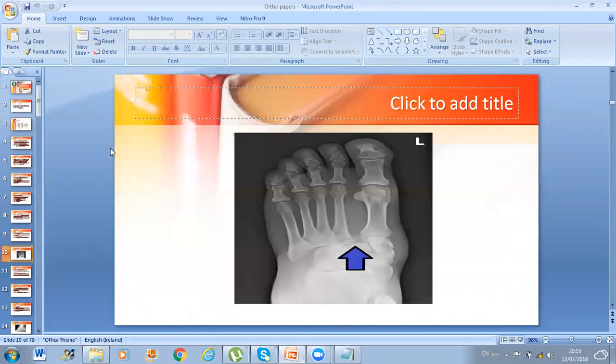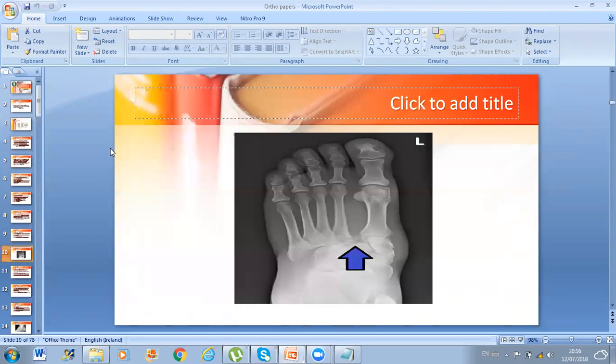Sir, can you explain the fleck sign, sir? Fleck sign, if you see this arrow, this is the avulsion injury of the medial cuneiform. The bone piece is visible. This is called fleck sign. Okay, sir.